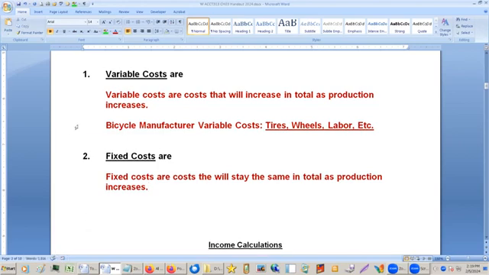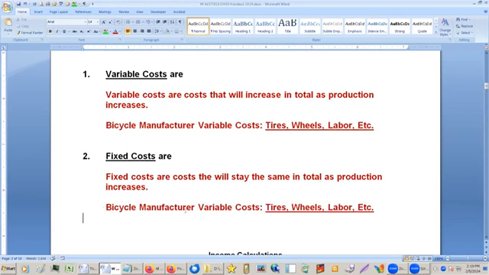Okay, for a bicycle manufacturer, what things would stay the same? Yes, good. Rent. Rent would stay the same if they own the building. Usually, the mortgage is the same.